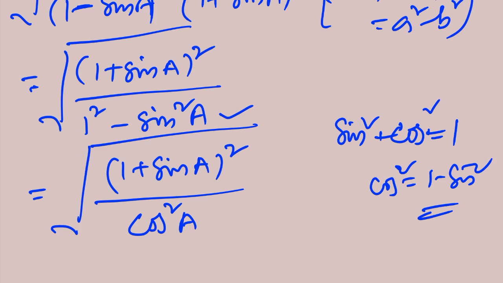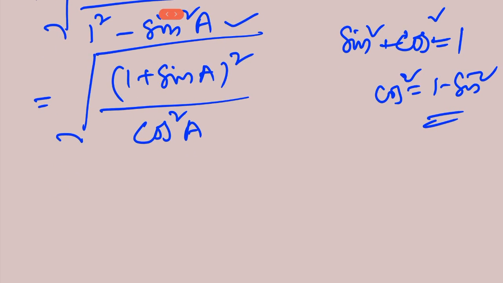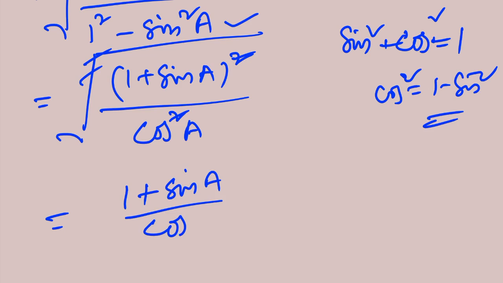But if we apply this root to both numerator and denominator, then what happens? The square and square get cancelled. Here also the square gets cancelled with the square root. Finally I got (1 plus sine a) by cos a. But I need the answer, that is secant a plus tan a.